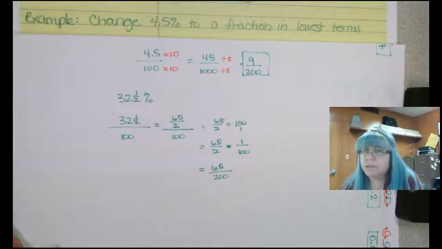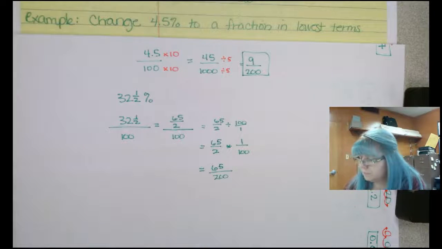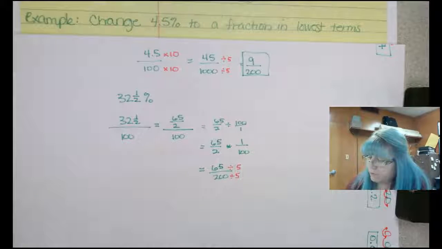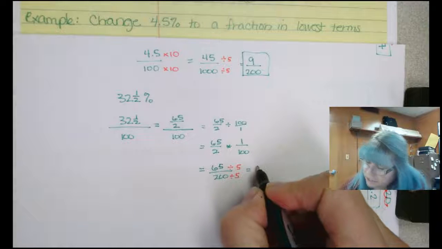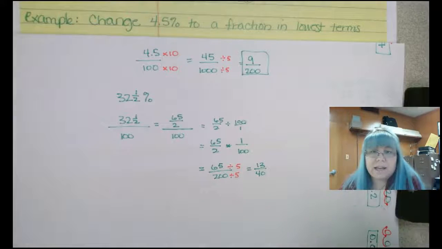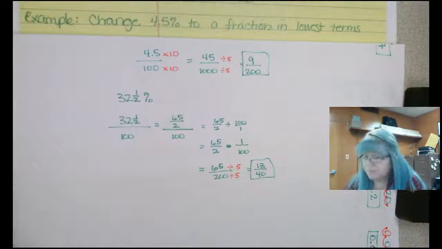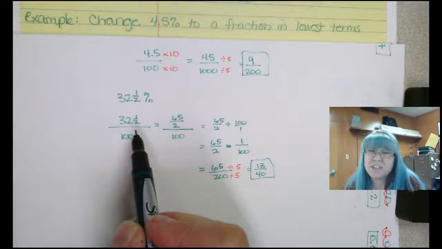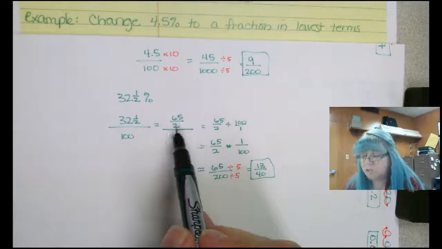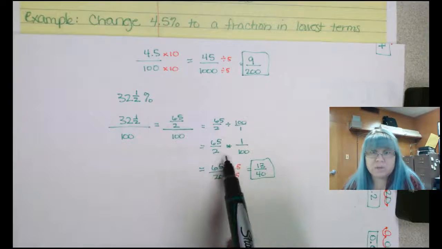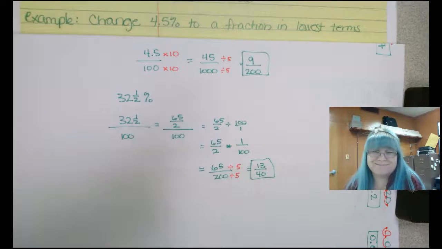The only thing we need to do here is reduce down to lowest terms. Let's divide by 5, divide by 5. That's going to give us 13 over 40. And 13 over 40 cannot be reduced. 13 is prime. Therefore, that's our solution. But you can't leave it as a fraction over a fraction. It's not the appropriate way to write a fraction. So you do want to change it over to an improper fraction. Then do the division, change it to multiplication, and then reduce.